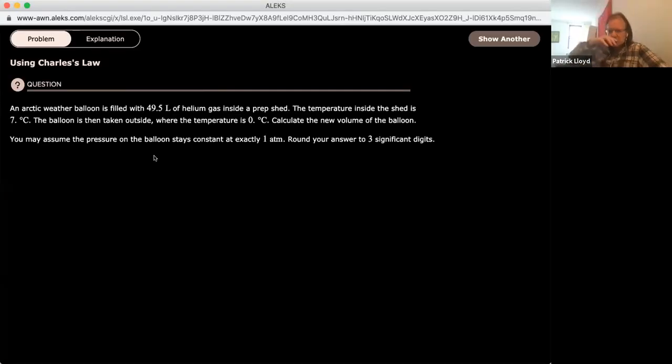Okay, so now we're going to do Charles's law. Charles's law has to do with volume and temperature. Okay, so this is the second law, and let's read the problem, and then we'll go over it. An Arctic weather balloon is filled with 49.5 liters of helium gas inside a prep shed. The temperature inside the shed is 7 degrees C. The balloon is then taken outside where the temperature is 0 degrees C. Calculate the new volume of the balloon, and you can assume the pressure of the balloon is always 1 atmosphere, and then round your answer to 3 sig figs.